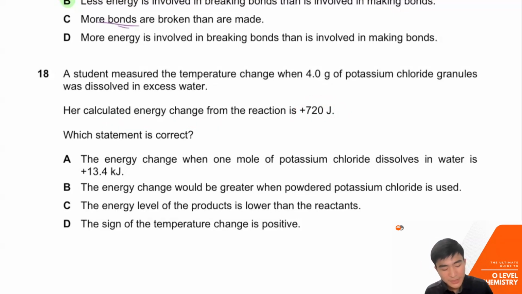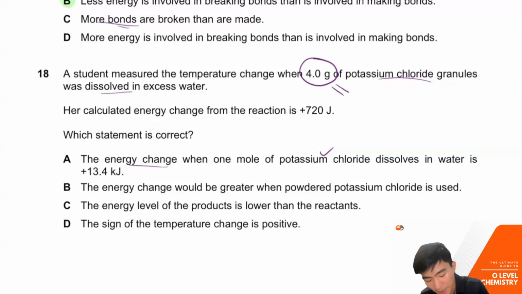Okay, so in this question, what they're trying to tell us, in this case of potassium chloride dissolving in water, is it exothermic or endothermic? Can anybody tell me? Okay, yes, absorb energy, right? So the energy change of the reaction is plus, so it's an endothermic, right? So you can see over here, energy change when 1 mole of potassium chloride dissolved in water, 4.0 grams.